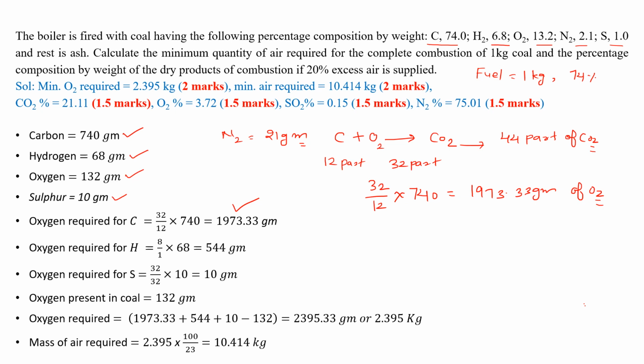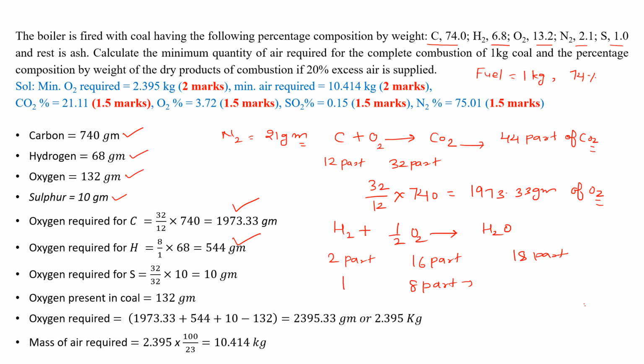In the same way we will calculate the oxygen required for the hydrogen. The hydrogen equation is hydrogen plus half oxygen converting into H2O. So 2 part of hydrogen reacts with 16 part of oxygen and converts into 18 part of H2O. So for 1 part of hydrogen, oxygen required is 8 part. In the question it is given 68 grams, so 8 into 68 is equal to 544 gram of oxygen required for the hydrogen.